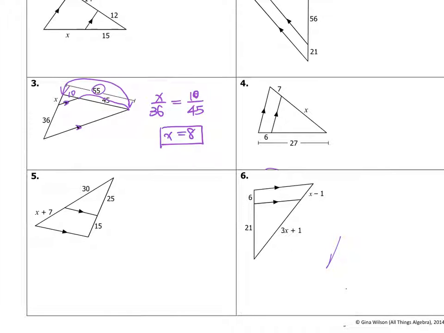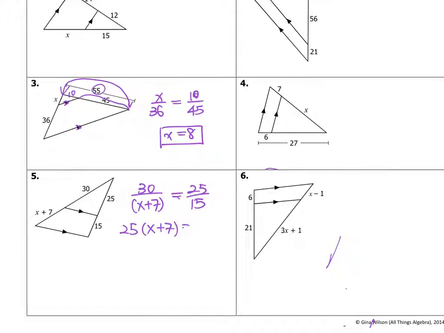Okay. Number 5 is the same thing. It's just a little bit more algebra. So again, they have to be proportional: 30 over x plus 7 equals 25 over 15. Do use your brackets or parentheses liberally so that you know that your value is protected.